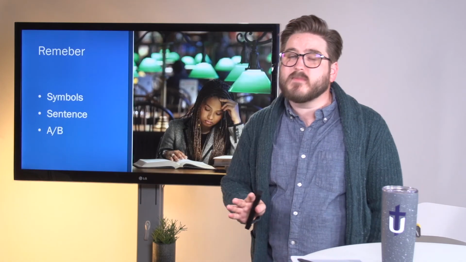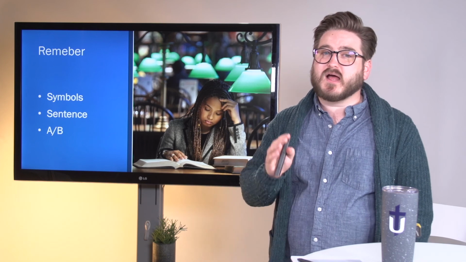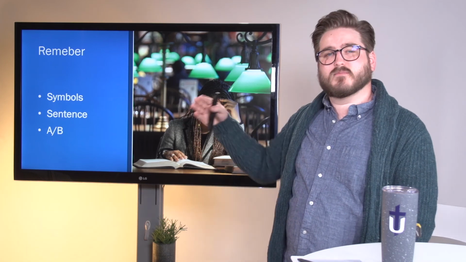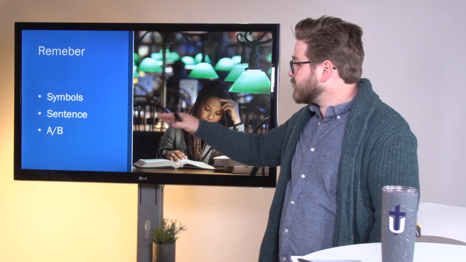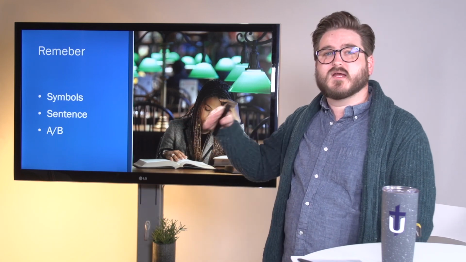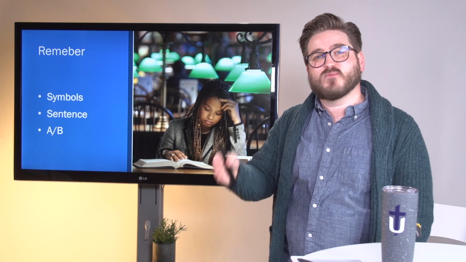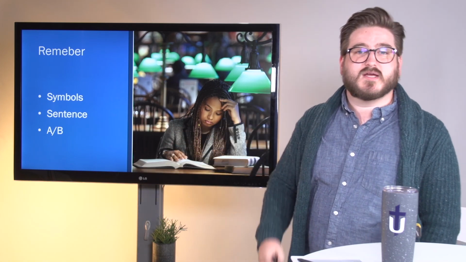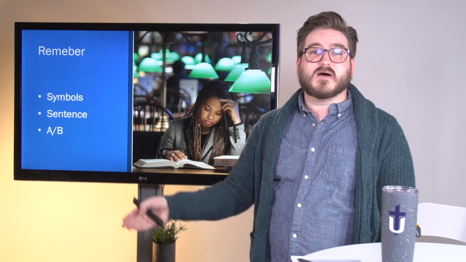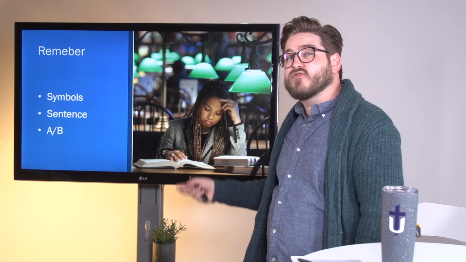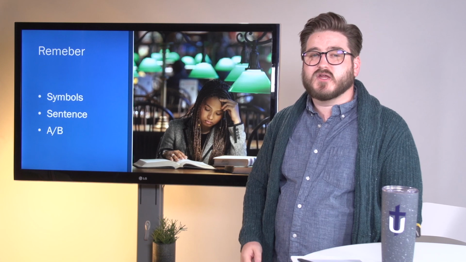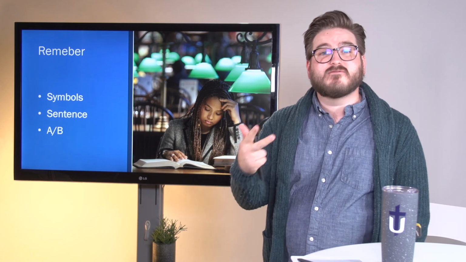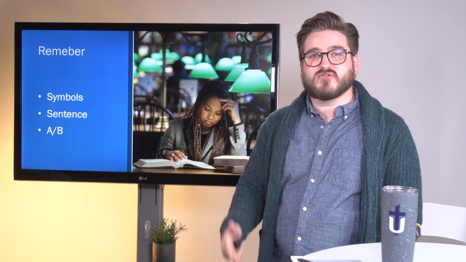So, the 3 principles for outlining that I encourage you to follow. The symbol principle, be consistent. The sentence principle, every line should be one complete sentence. And the A-B principle, if you have an A, you must have a B. If you follow these 3 principles, you're going to better prepare, better organize, and better visualize the content of your presentation.